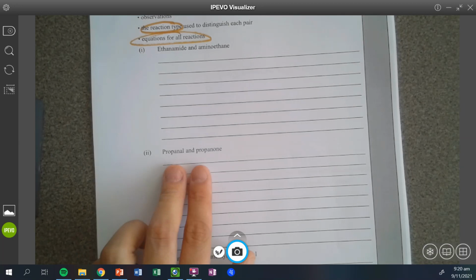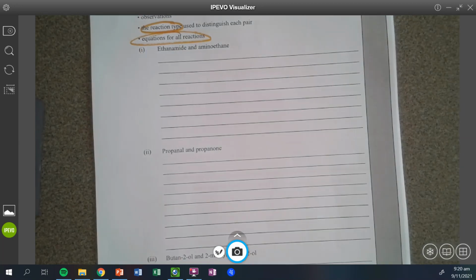I was accepting a wide range of things. There was Benedict's, Fehling's, Tollens. There were the oxidants that I was willing to accept, permanganate and dichromate, because I'm mindful all those would distinguish the aldehyde from the ketone. Whatever you chose, you needed to make sure to include the equation, and you needed to also identify that it was an oxidation reaction and have the right observations tied to it.